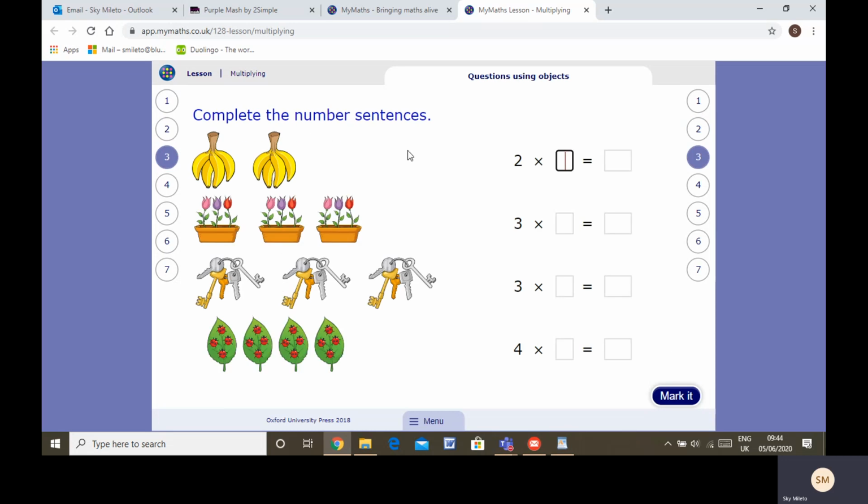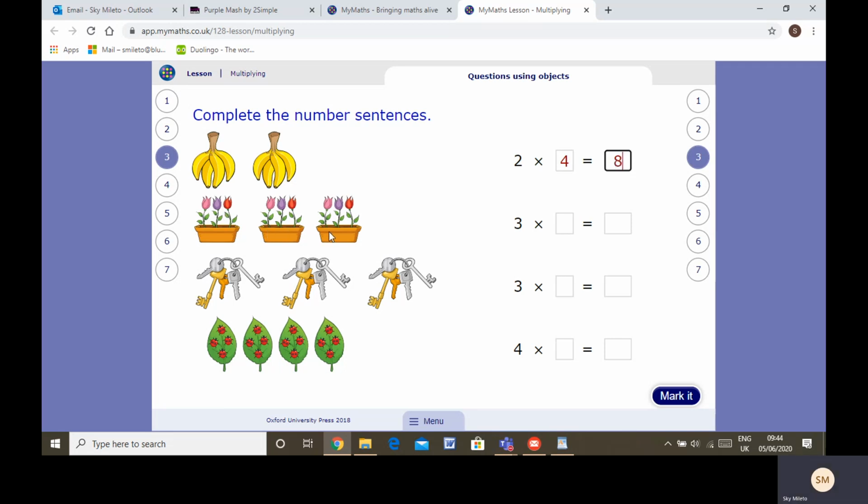So, complete the number sentences. 2 times how many bananas are in each group? We can look: 1, 2, 3, 4. 2 times 4. And if you wanted to, you should just know that's 8. But if you wanted to, you could go 1, 2, 3, 4, 5, up to 8, and count that there are 8 bananas.